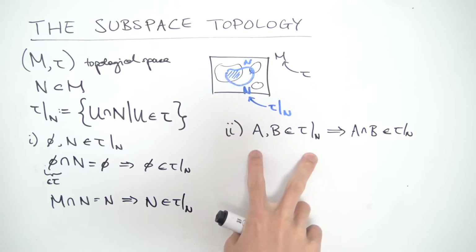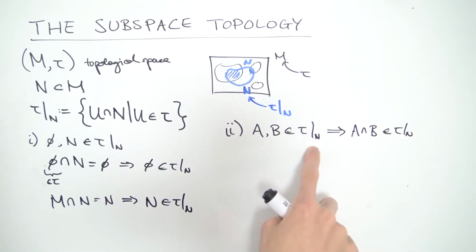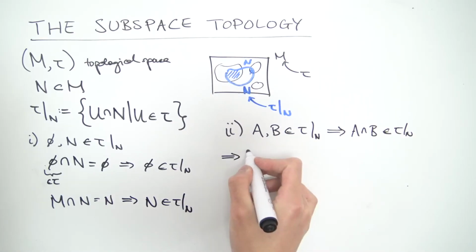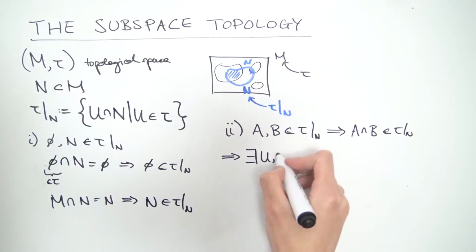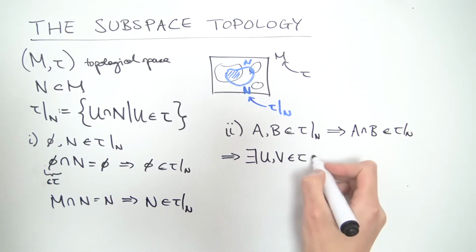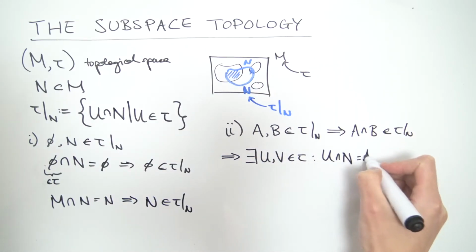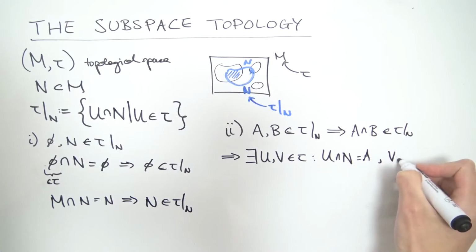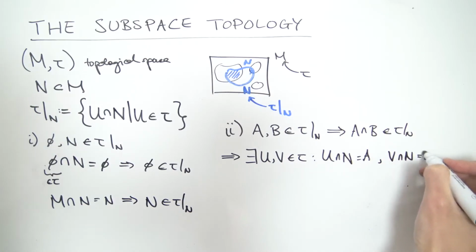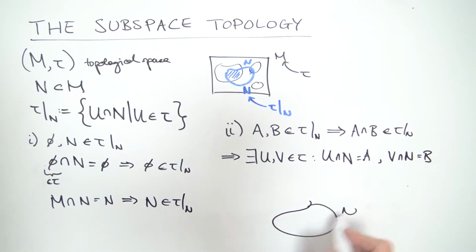Now let's start on the left hand side. If A and B are in the topology restricted to N, then there must exist subsets U and V in the original topology, such that when I take U and I intersect with N, I recover my A. And also when I take V and I intersect it with my N, I get my B. So here is my N. So let's say we have some neighborhood A and some neighborhood B.